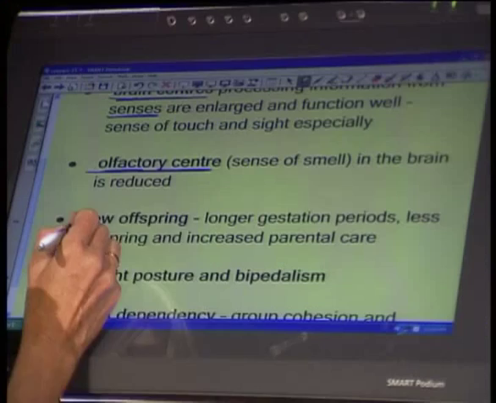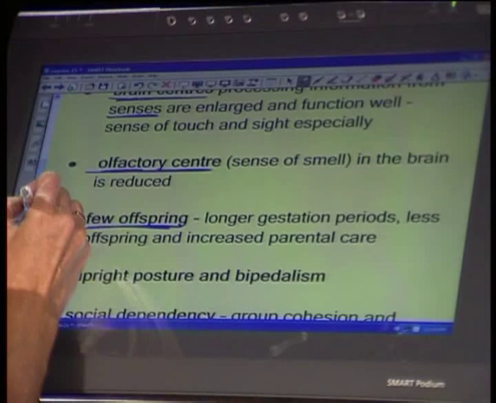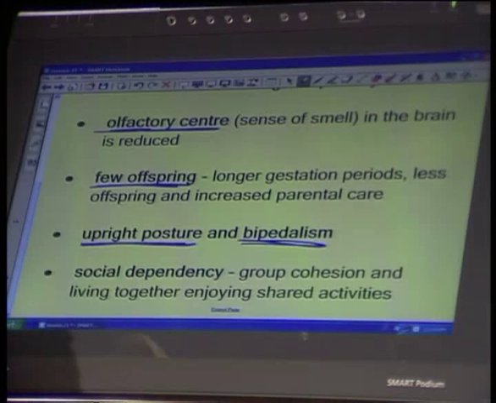The same with the ape family, the primates. We have an upright posture and bipedalism. Now, we do have an upright posture. So do your gorillas and your baboons and your monkeys, when they sit upright and they check things out. All right? So it is the same.